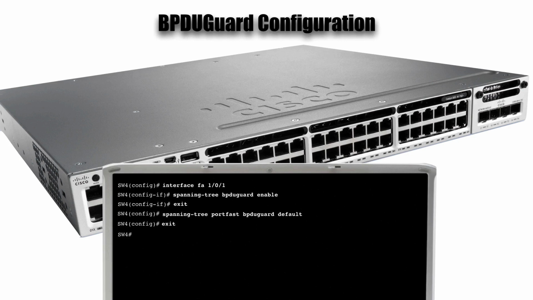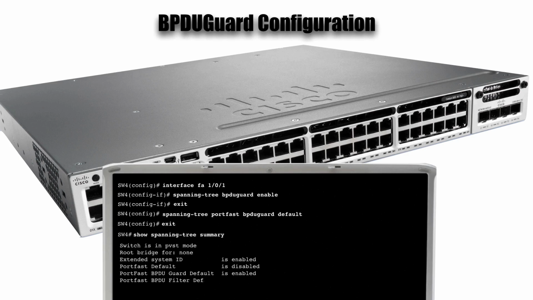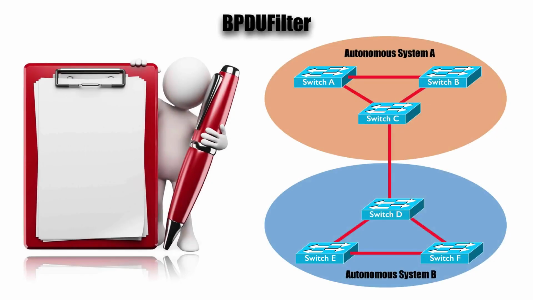And we can see if it's running for our instance of spanning tree by saying show spanning-tree summary. And you can see that about 4 lines up from the bottom, it tells us that BPDU guard is enabled. The next feature that can help improve our stability of STP is a BPDU filter. What this does is prevent a port from sending BPDUs.